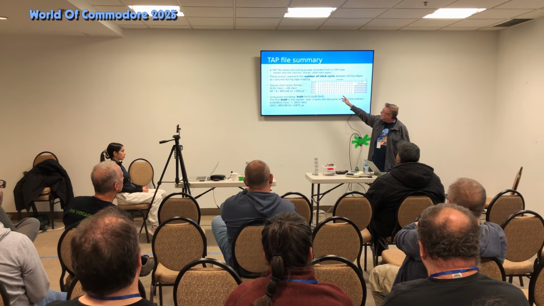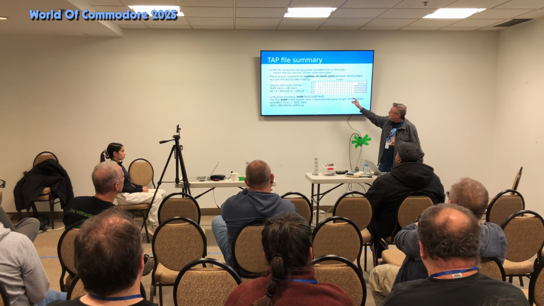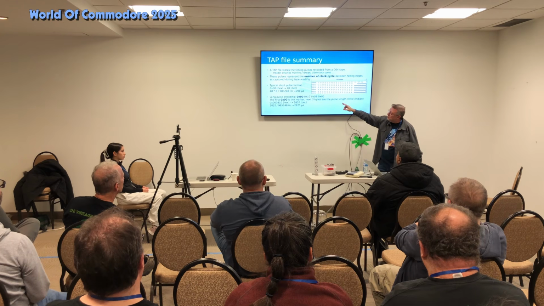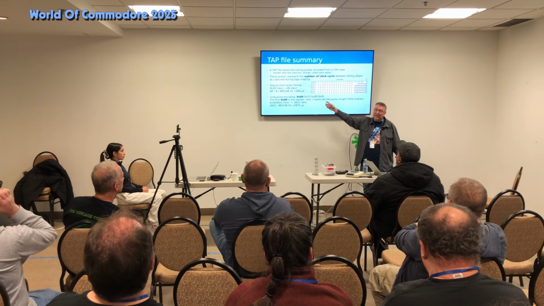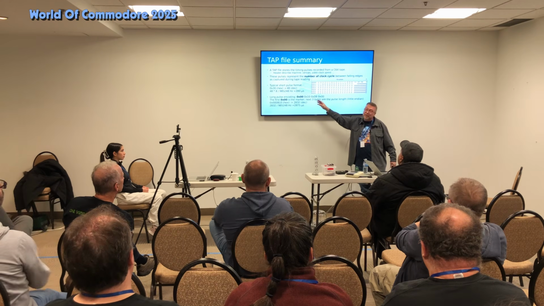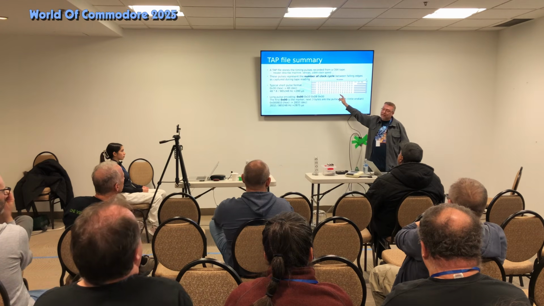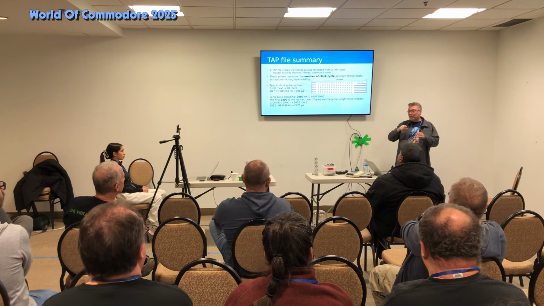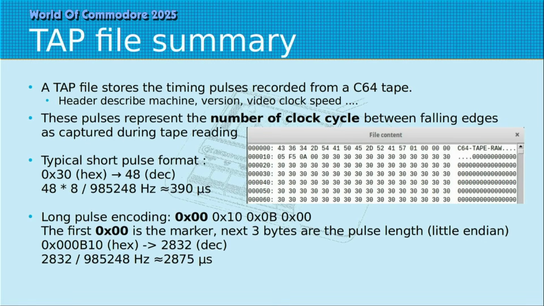So if we convert 30 in hexadecimal, in decimal it's 48. And in the TAP file, they use a factor of 8. So we multiply by 8. We adjust with the system clock. For this example, it's a PAL system clock. So this gives us, if we do the math, around 390 microseconds. So that means that all these 30s in the TAP file were generated from a cassette that was doing a train of 390 microsecond pulses.